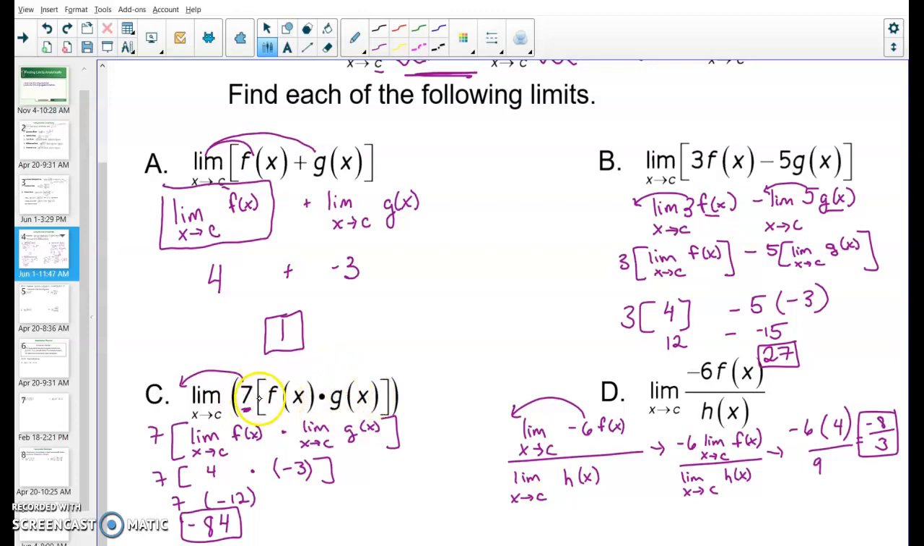So that 7 has to come all the way out in front, and you need to do the multiplying, okay? It really shouldn't matter how you multiply them at the end, but just pay attention to that property there in case it was a subtraction property or something.